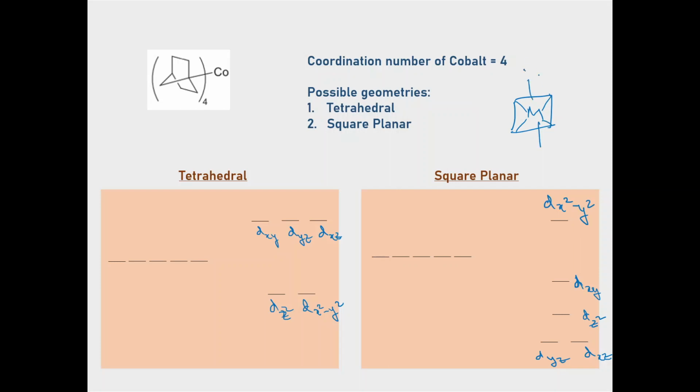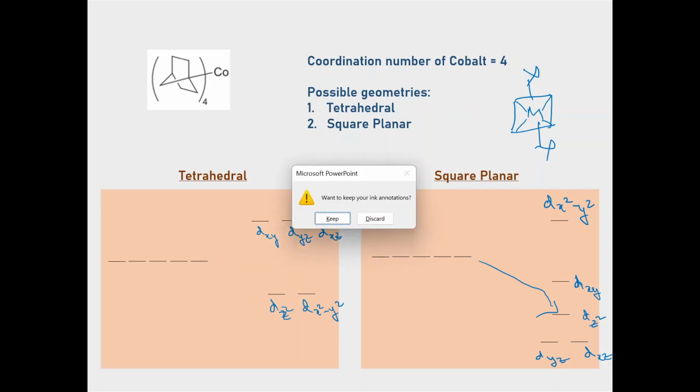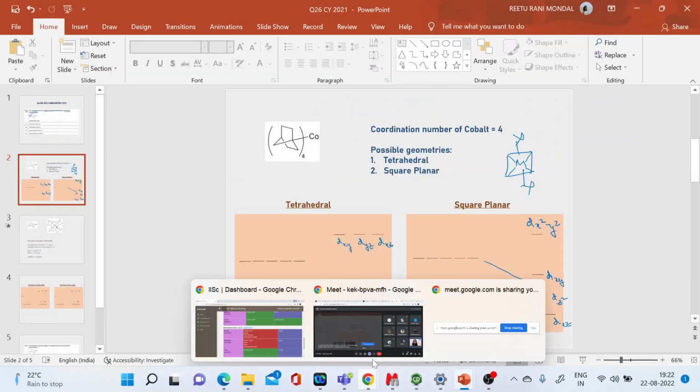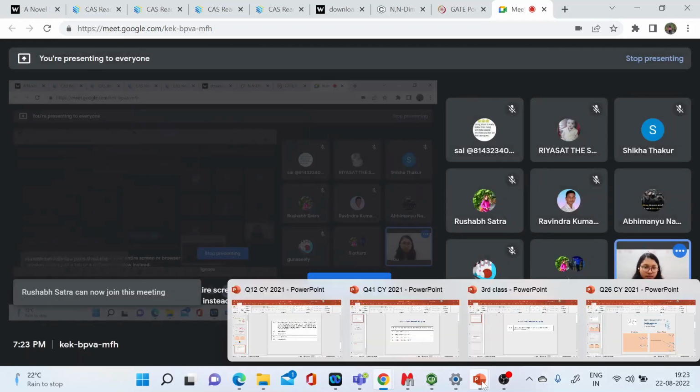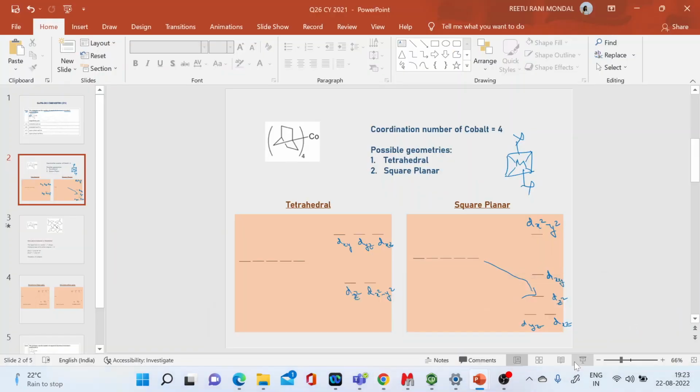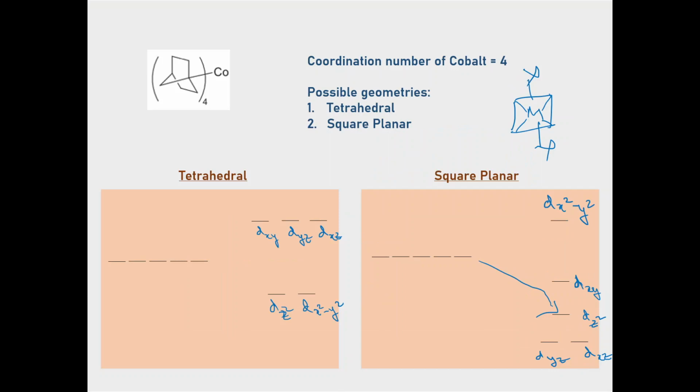Here, no ligand is present in this point. That's why dz square is going that much down in energy. That's what happens in a square planar complex. So that's why this energy splitting in this case.